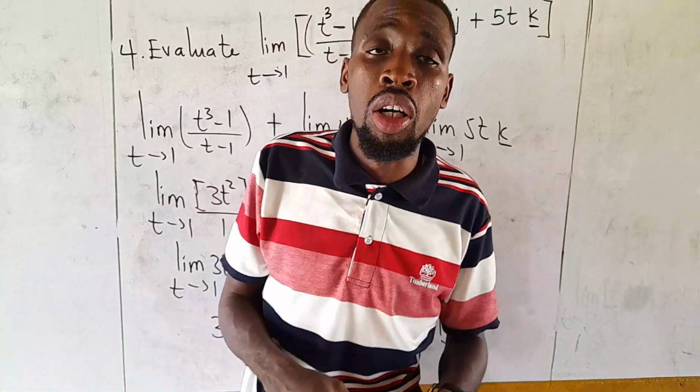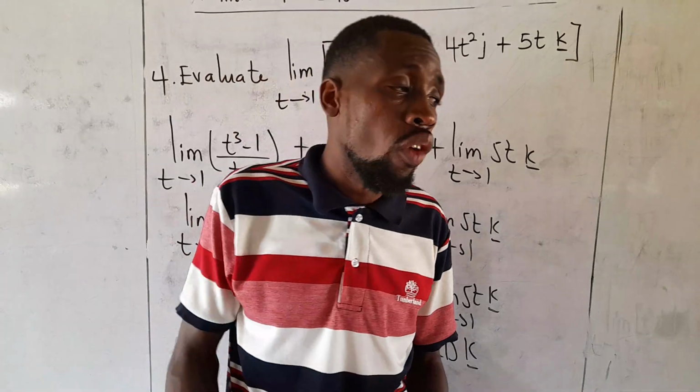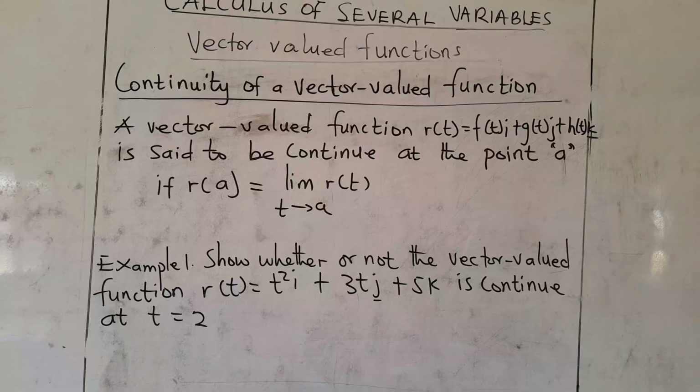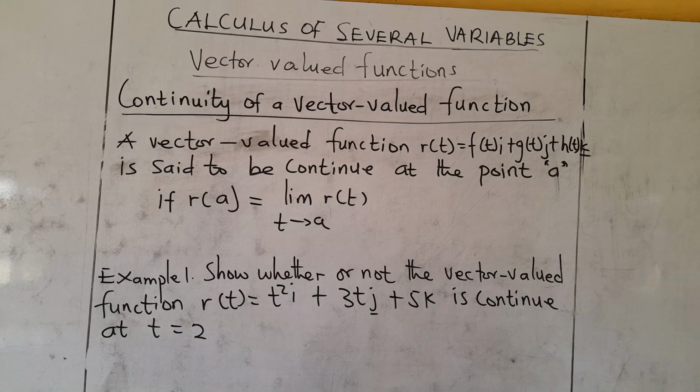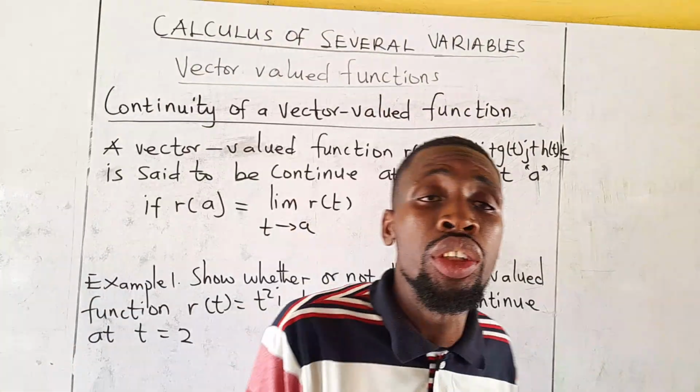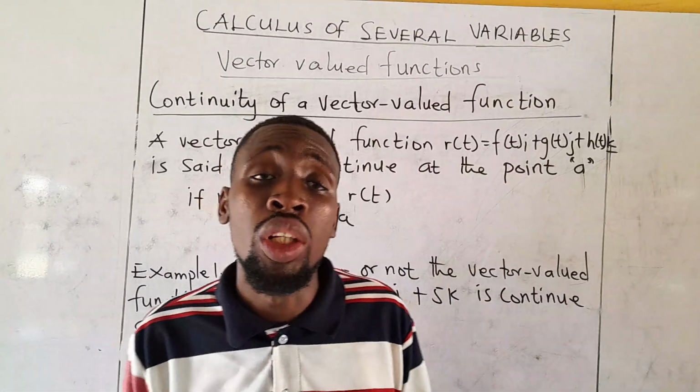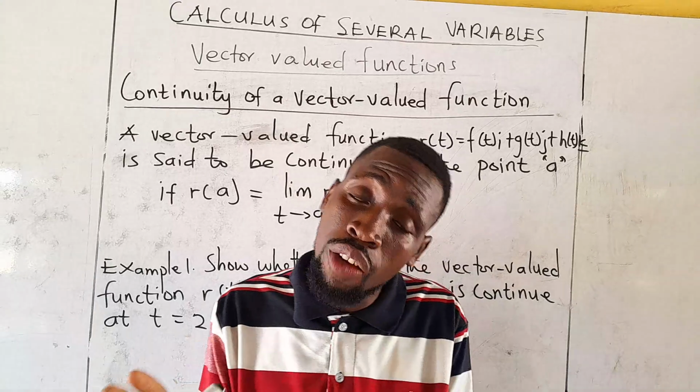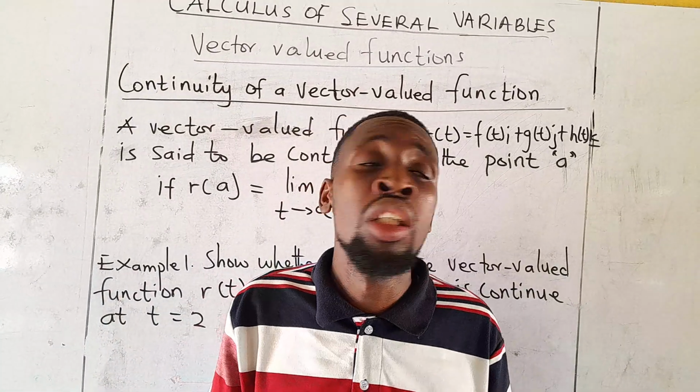The next thing we'll talk about is the continuity of a vector valued function. So our next stop is the continuity of a vector valued function. Last time we learned how to evaluate vector valued functions at a given point.